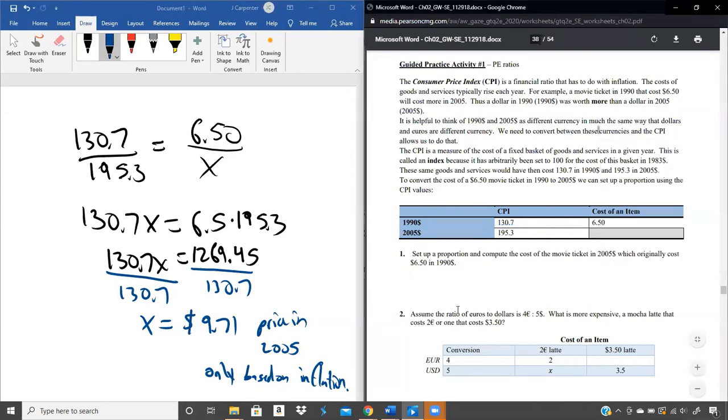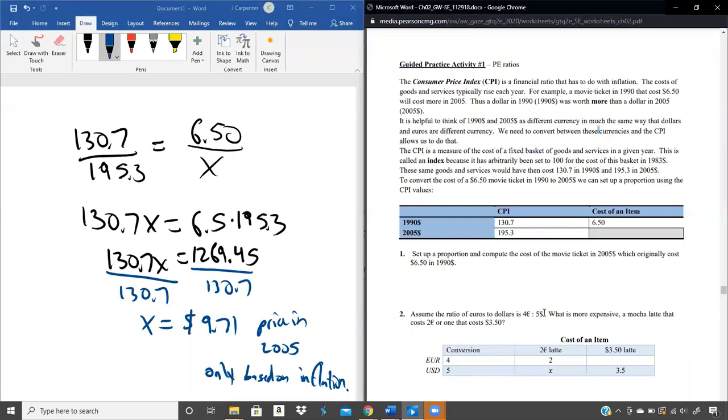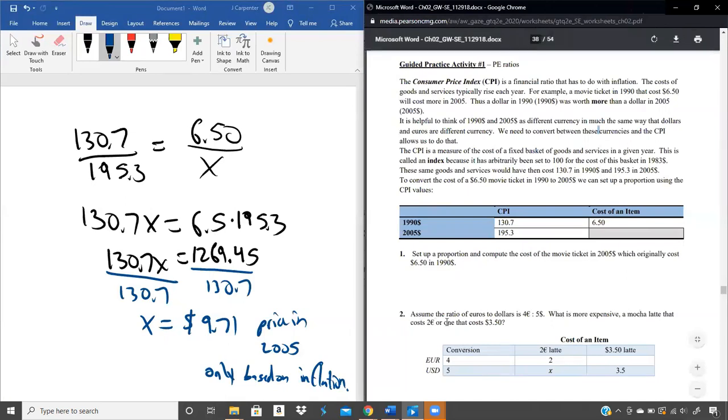Okay. So assume the ratio of euros to dollars is 4 euros is $5. So the opposite of what I said last time. Not that it matters. I said we had a stronger dollar. They say we have a weaker dollar. What is more expensive, a mocha latte that costs 2 euros or one that costs $3.50?